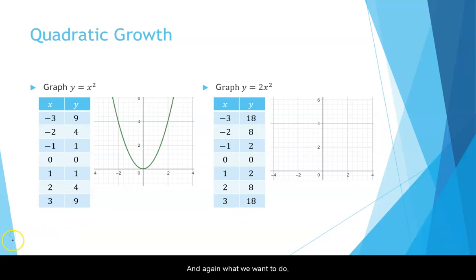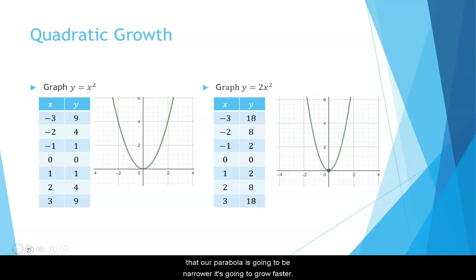And again, what we want to do is identify what the vertex is. So I see that my numbers are going down until this point right here at 0, 0, and then they start increasing again. That means that 0, 0 is our bounce. That's our input. And I notice that these numbers are changing faster than over in the parent function. And so what that means is that our parabola is going to be narrower. It's going to grow faster.